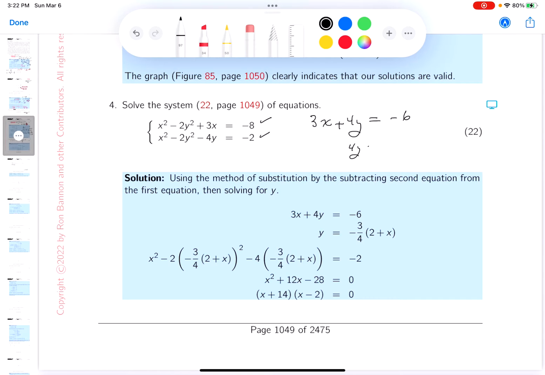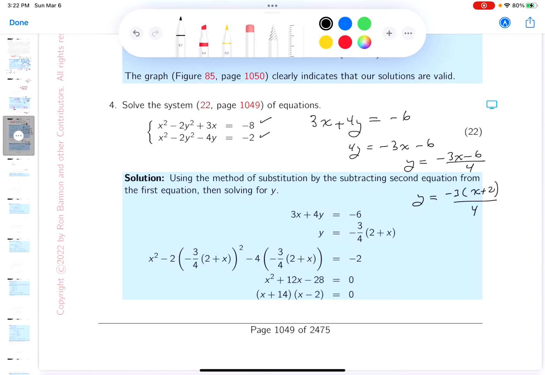4y is equal to minus 3x minus 6. And now I'm going to divide both sides by 4. What do you get? y equals minus 3x minus 6 over 4. I'm going to make it look a little differently. I'm going to factor out a minus 3, and then you're going to get x plus 2 over 4. All right? So it's not that bad.